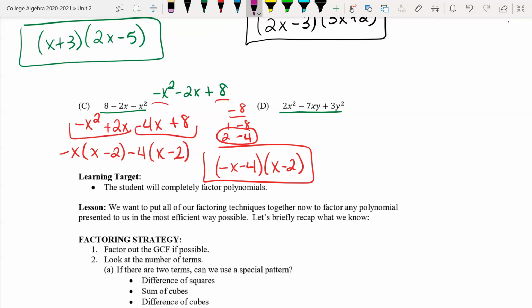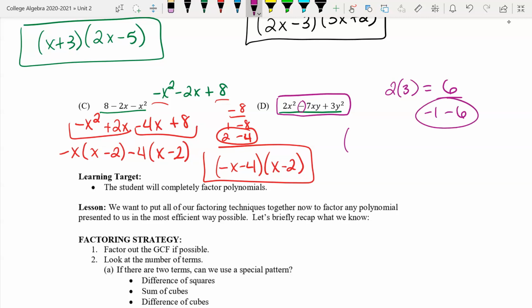Next one. Yeah, they're throwing x's and y's in there, but it's not any different. I still take 2 times 3 to get 6. If I do -1 and -6, because that's got a negative here, that's going to add to that -7. So I would do 2x squared, minus xy minus 6xy plus 3y squared. And we're still going to do grouping.